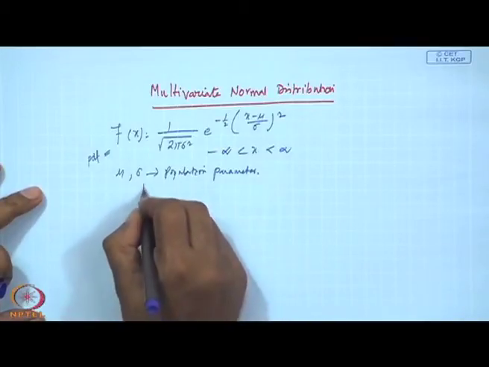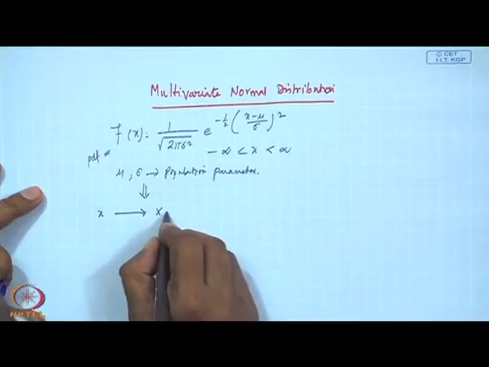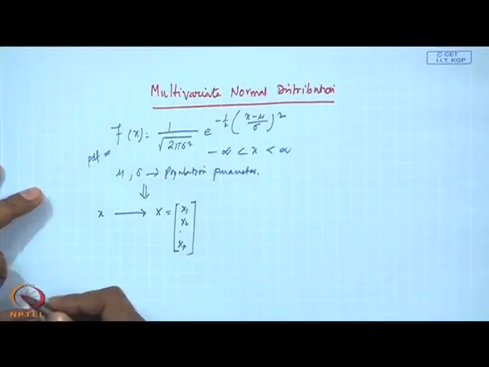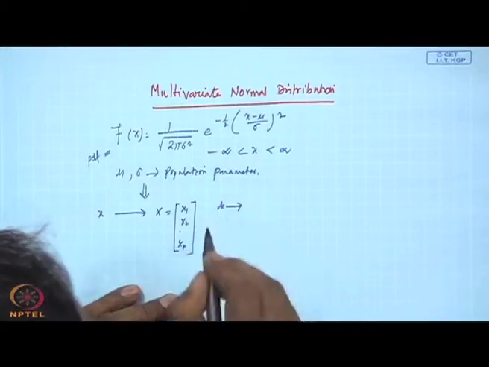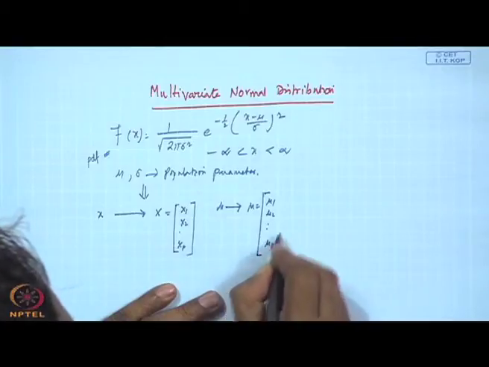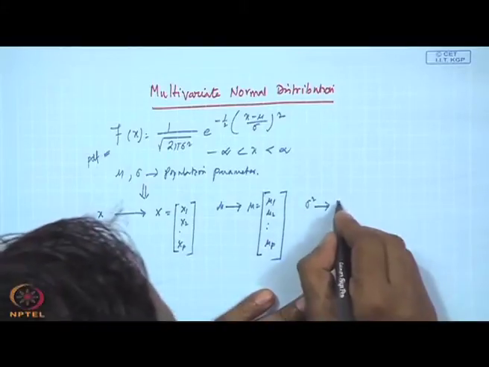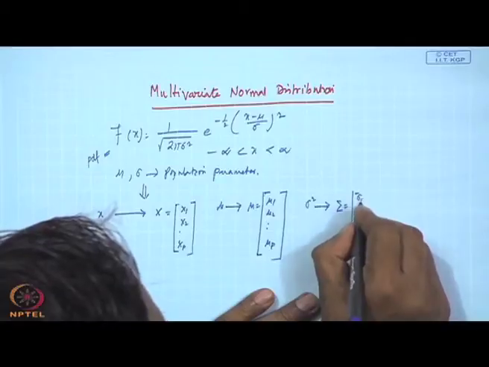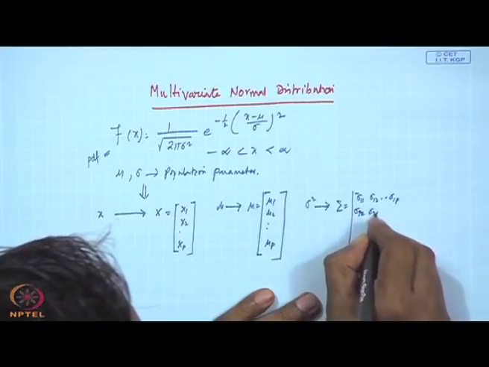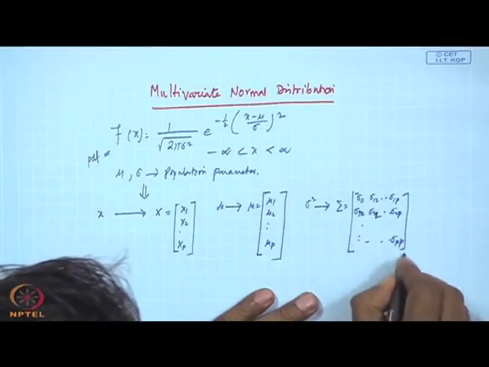We want the counterpart of it in the multivariate domain, when the univariate x is converted to capital X, which is your x1, x2, up to xp, and univariate mu is no longer univariate, it will be a mean vector mu1, mu2, up to mu p, and similarly univariate sigma square will no longer be univariate, it will be a multivariate covariance matrix, P cross P.